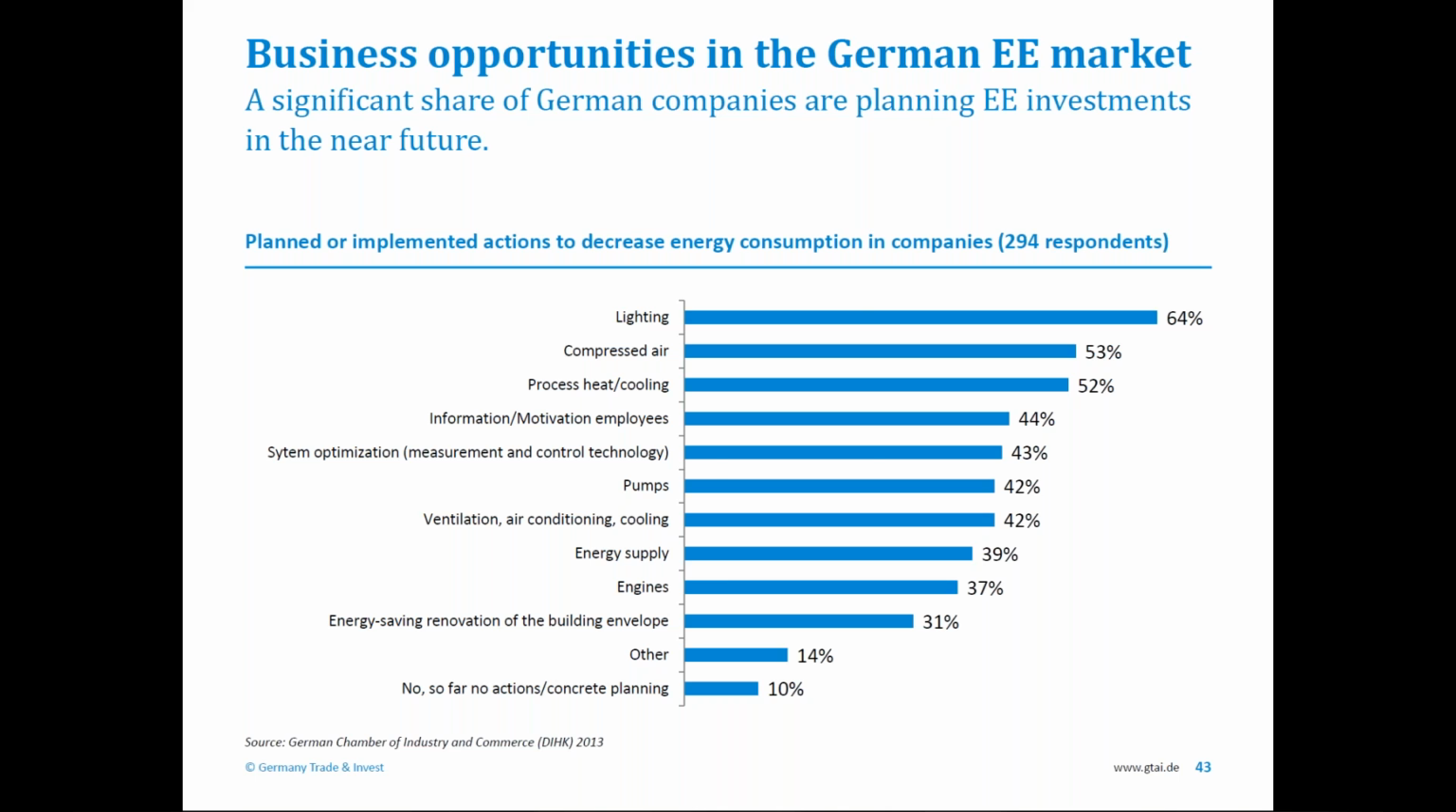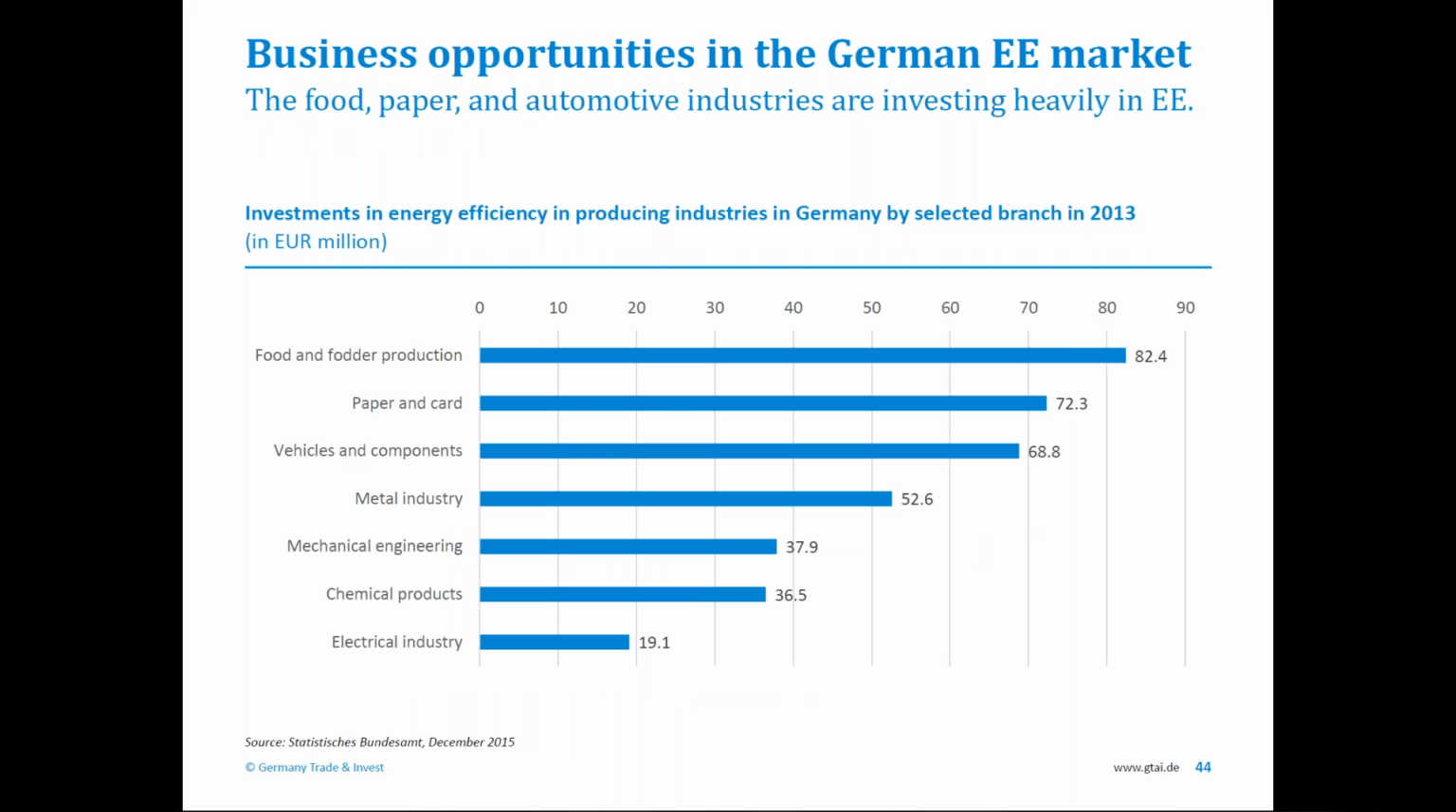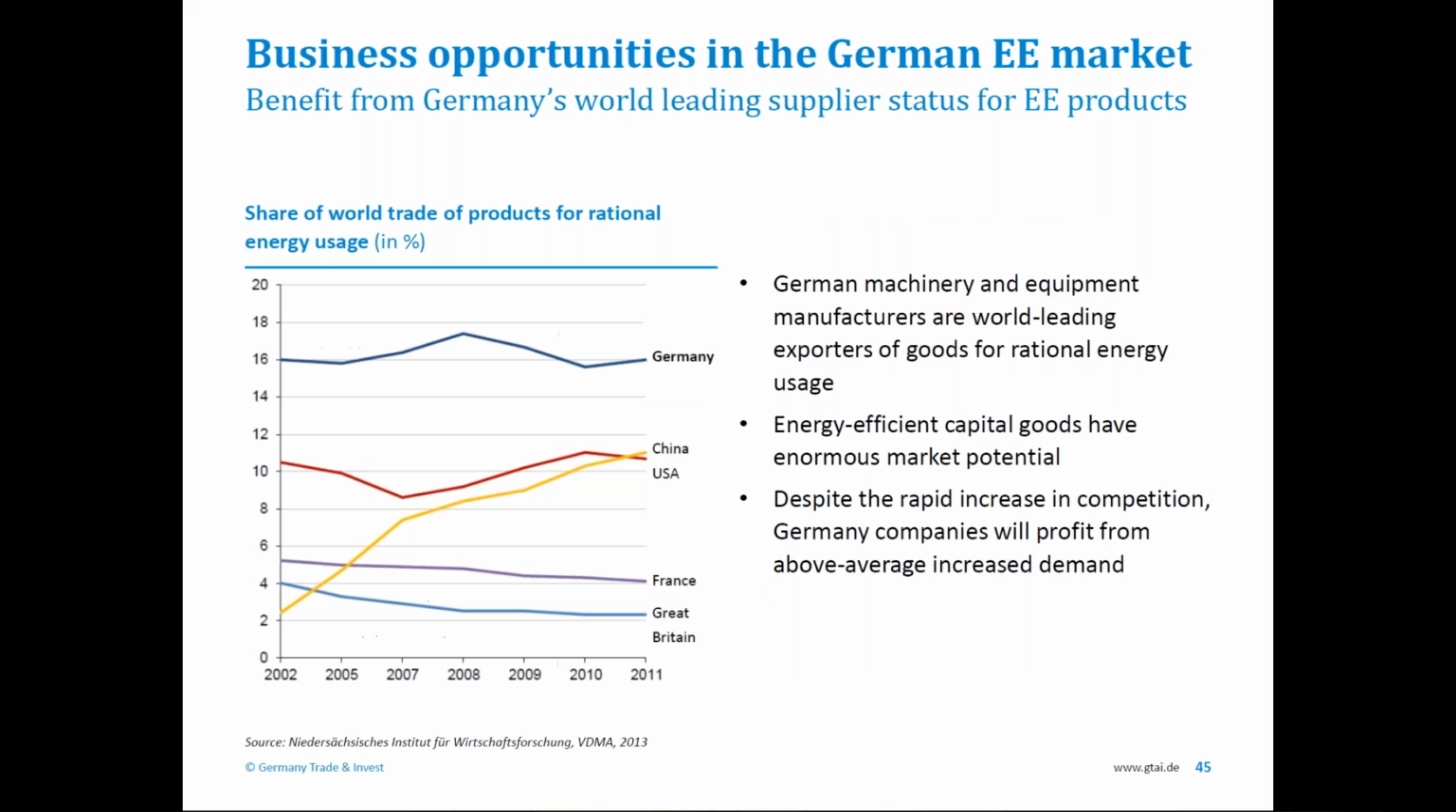So which branches then are actually investing the most? Well, you can see here that the food and fodder industry invested the most in 2013, namely 82 million euros, followed closely by paper and card at 72 million, and the automotive industry at 69 million. Metal, mechanical engineering, chemicals and electricals were also among the top investors.